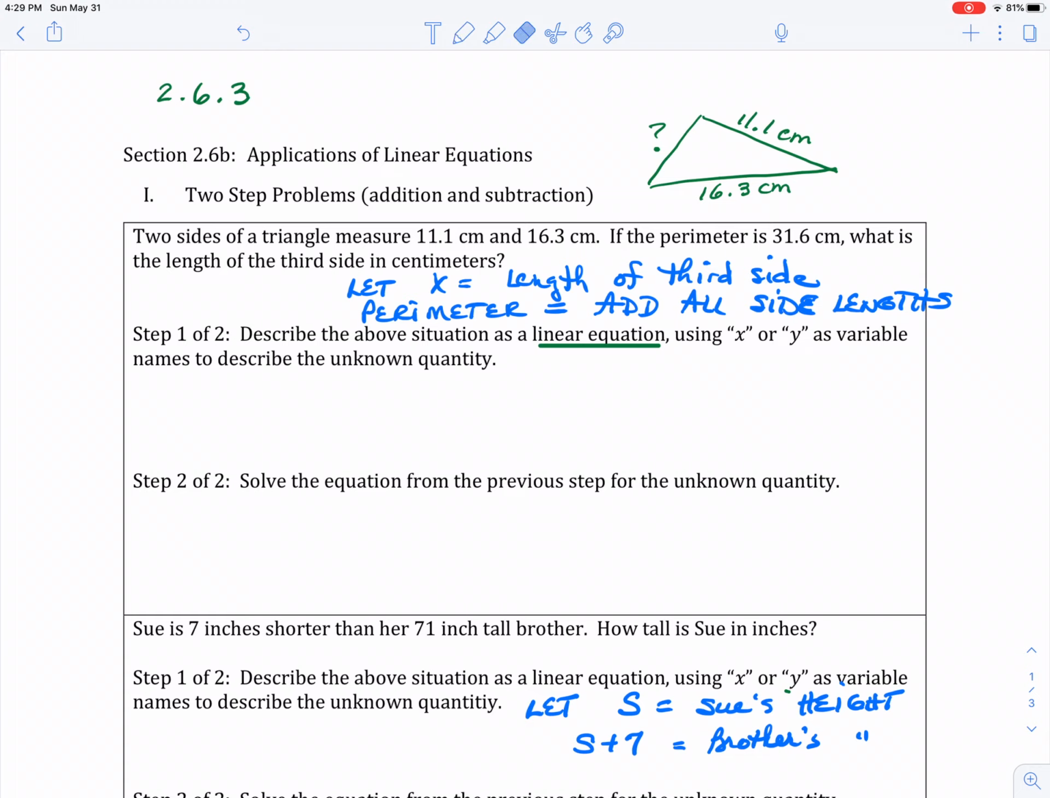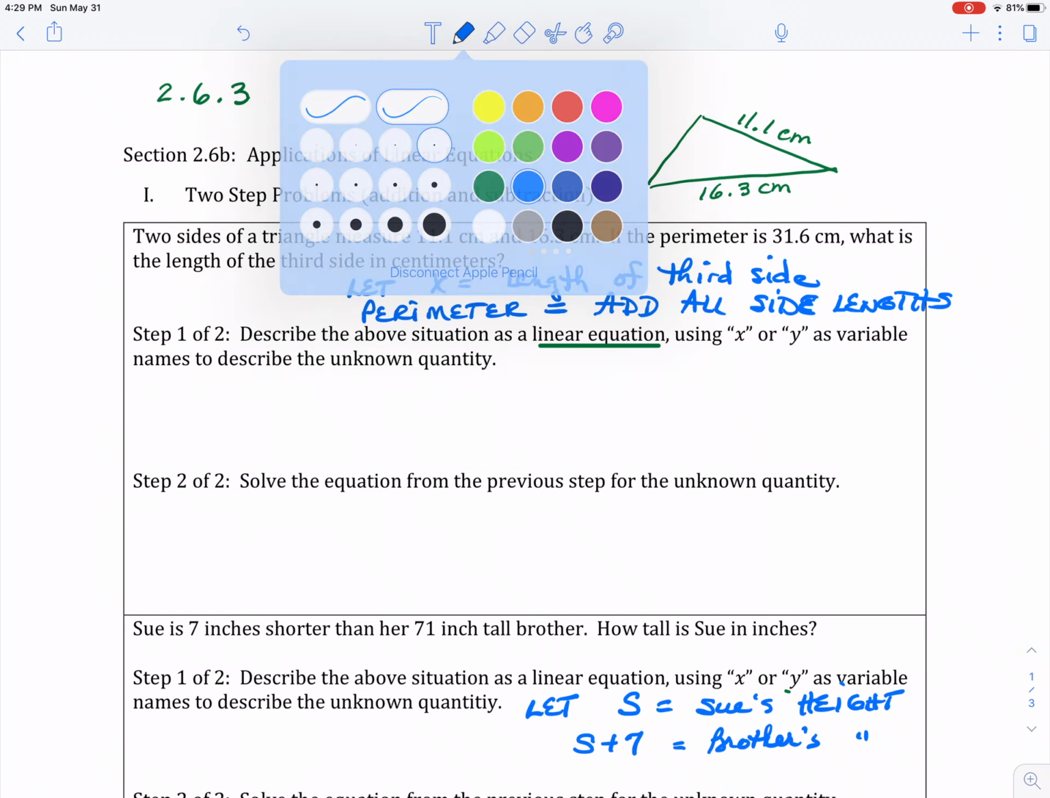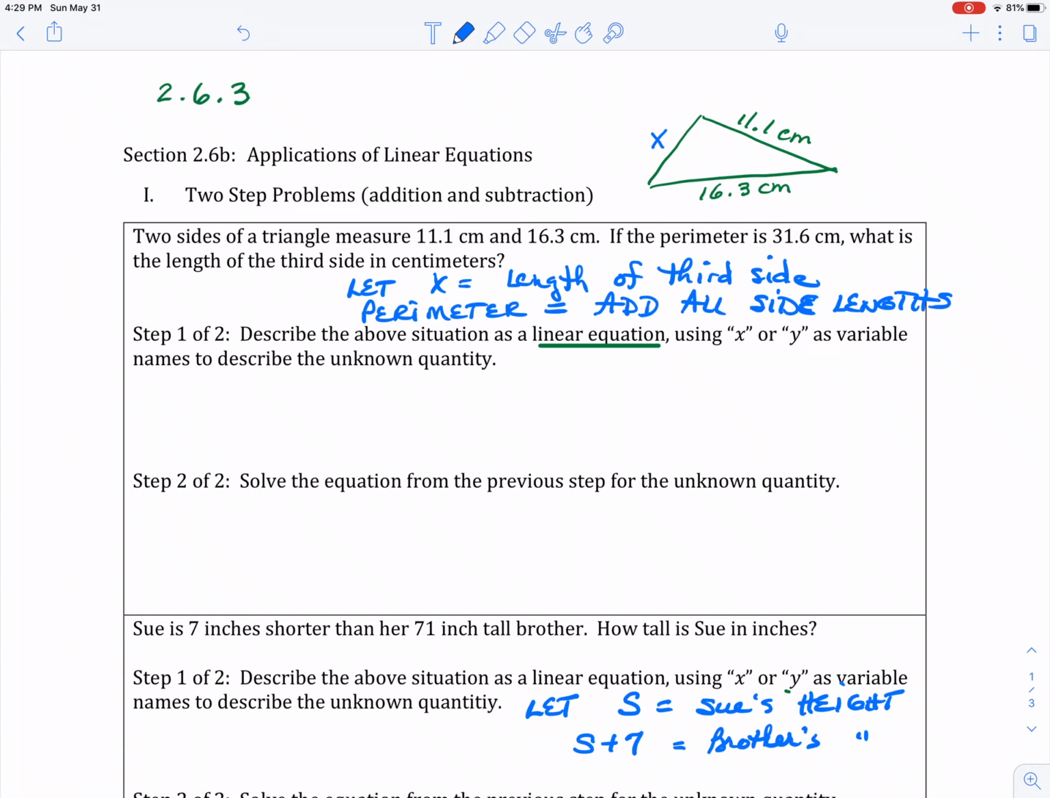So in my list of assigning the variable, I've assigned x to the length of the third side. And then I've written down a quick definition of perimeter. Perimeter is the sum of all the side lengths. So I'm going to now try to write an equation that models what I'm seeing in this example. A triangle with three sides. The length of all three sides add up to 31.6 centimeters.